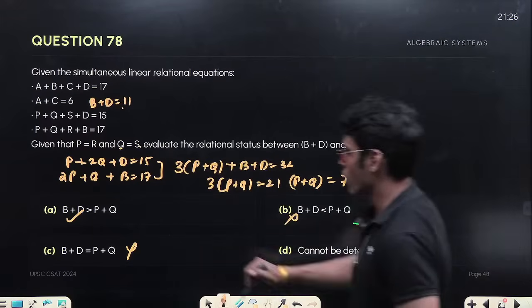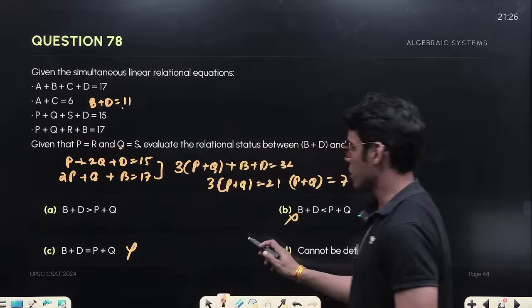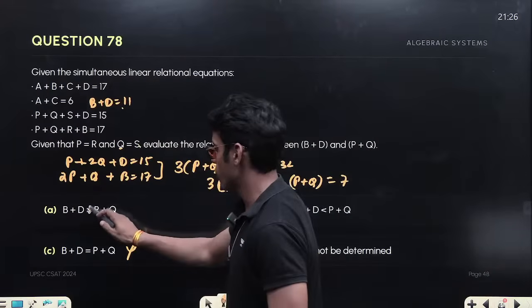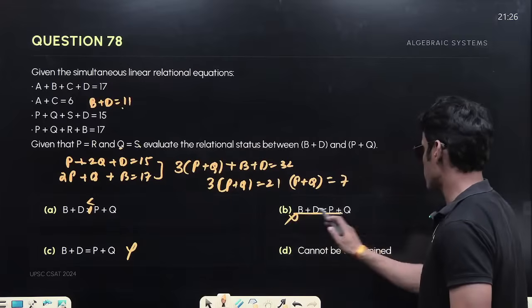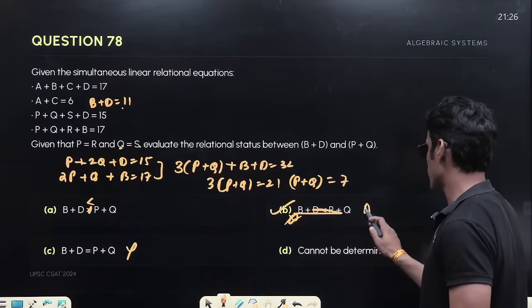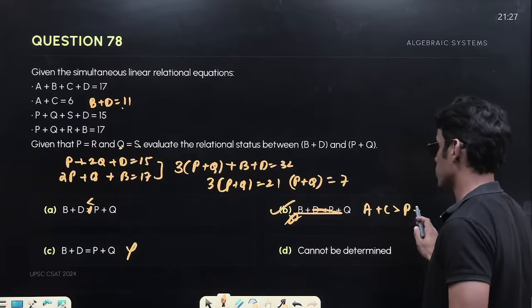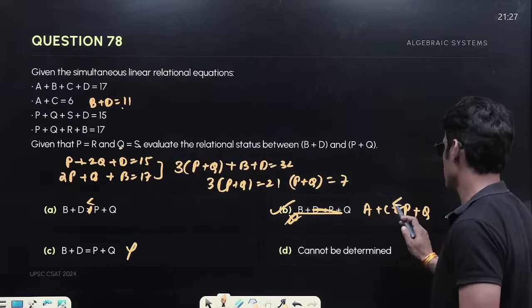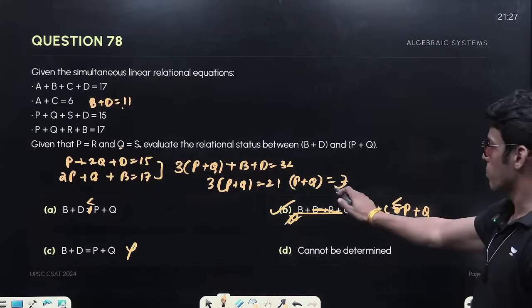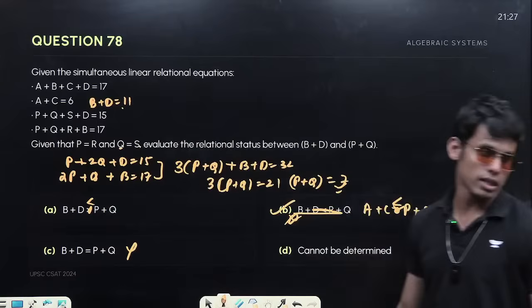Actually, the correct option was not this. Option B was correct, which was given like this: a plus c greater than p plus q. Sorry, p plus q greater than a plus c, which is the case. See, p plus q is 7, a plus c is 6. This is correct.